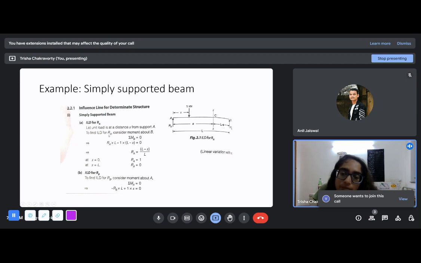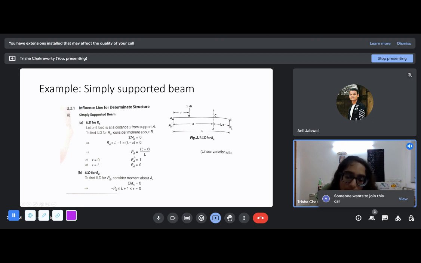Now, to find the ILD for RA, we will consider moment about B. When you consider moment about B, so sigma MB equal to 0, what we will get is RA into L in the clockwise direction minus 1 into (L minus x) equal to 0, because this is x, so this distance is L minus x. So we get RA is (L minus x) by L.